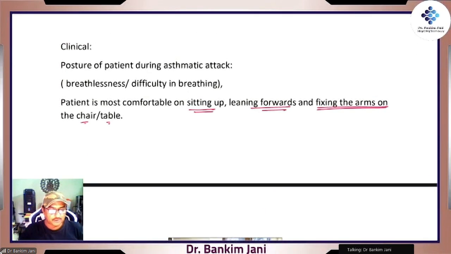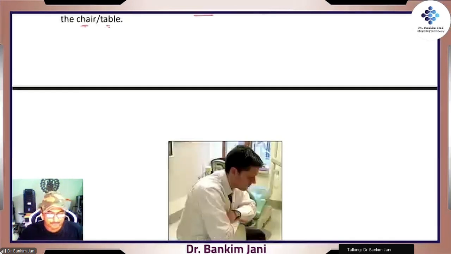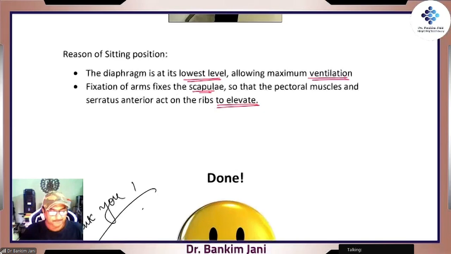Posture of a patient during an asthmatic attack, with breathlessness and difficulty in breathing: they will be most comfortable sitting up, leaning forward and fixing the arms on the table. Literally like this. Diaphragm is set low so that the lungs get more air. Fixation of the arm fixes the scapula so that it becomes easy for the ribs to elevate.